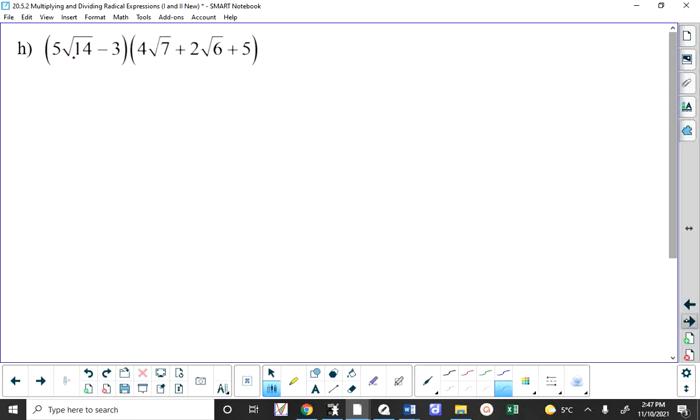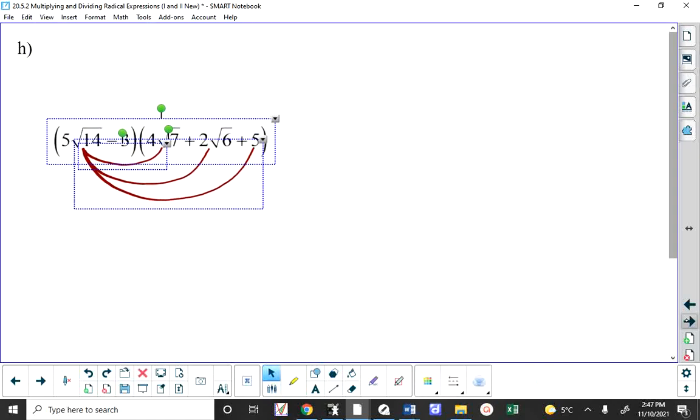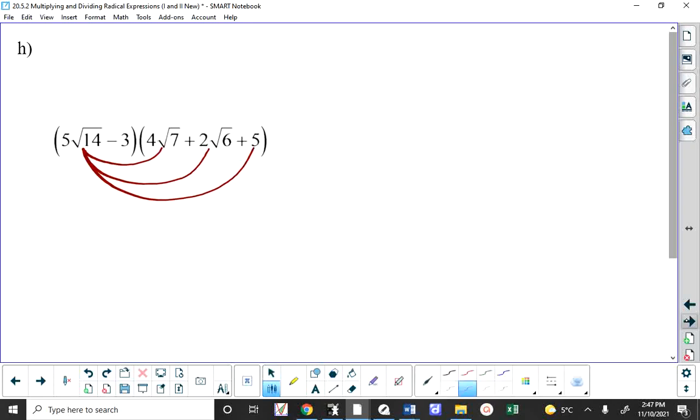You'd have to multiply 5 root 14 times 4 root 7, 5 root 14 times 2 root 6, 5 root 14 times 5, and then you would have to multiply 3 times 4 root 7, or negative 3, negative 3 times 2 root 6, and negative 3 times 5. And then you would have 6 terms that you would have to put together.